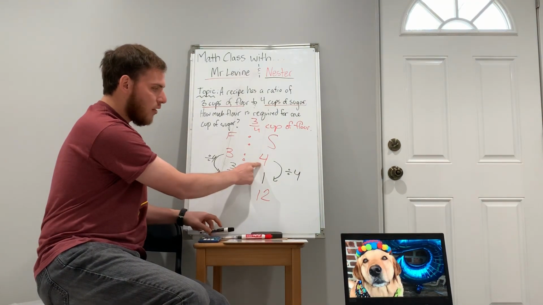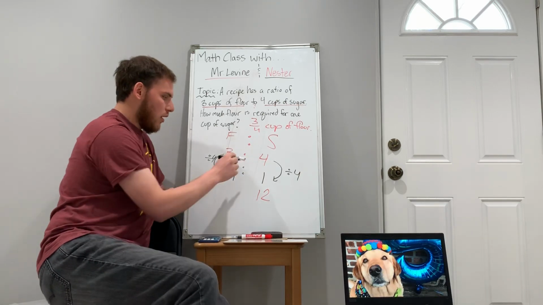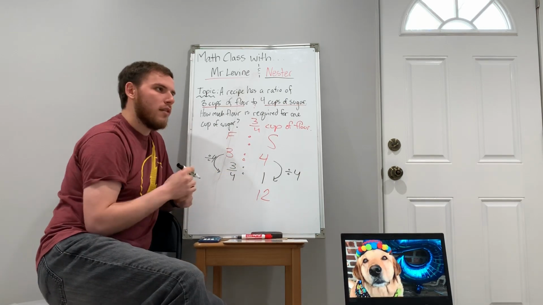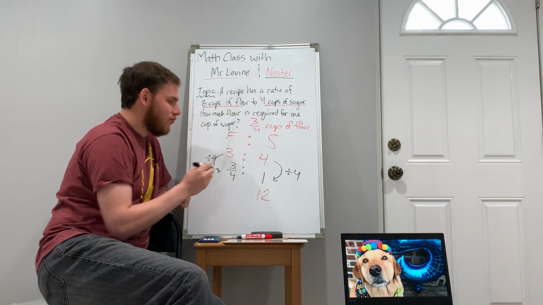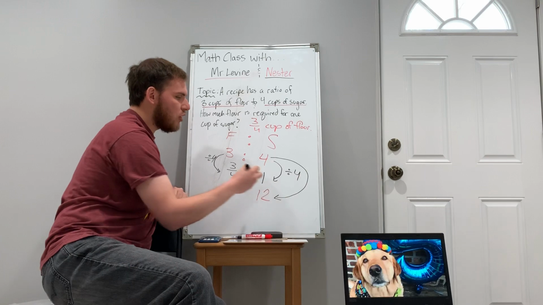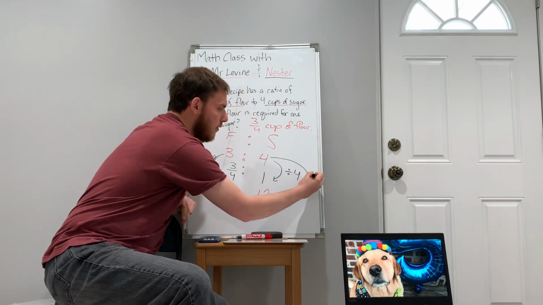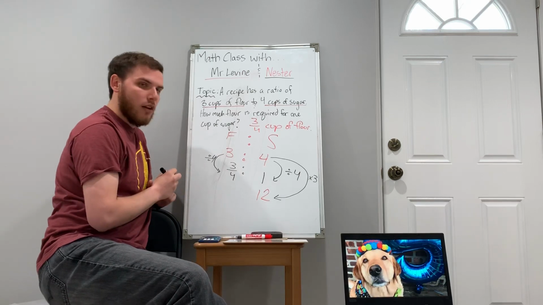I can either go back to the beginning 4 or use this 1. I'll go back to the beginning. How do I get from 4 to 12? Remember, only multiplication or division. I could do, I got it. 4 times 3 gives me 12.